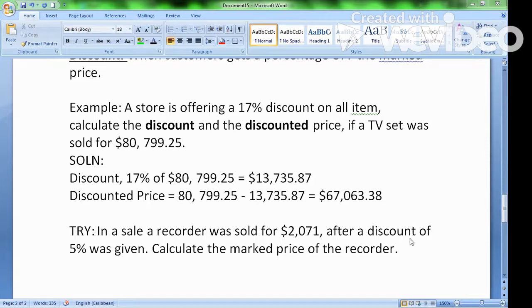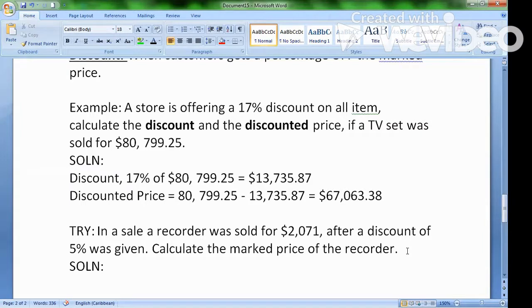All right. Anybody have an answer? I have 2,174.55. Same here. All right. Because the discounted price was already set. It was after the discount.